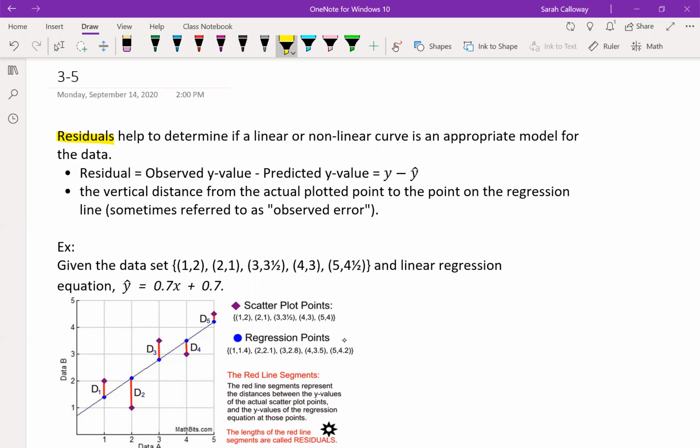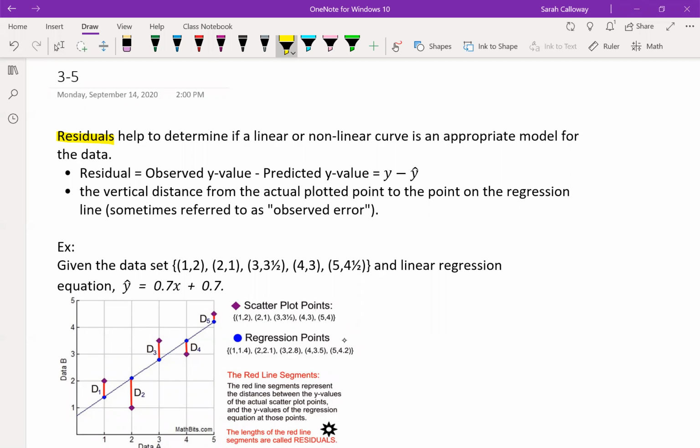So the formula for residuals is that I take the observed y value and subtract the predicted y value. So essentially it's y minus y hat. In context, this is the vertical distance from the actual plotted point to the point on the regression line. Sometimes they call this the observed error, right? So I'm predicting something, but it's not necessarily going to be the same value that's in the data.